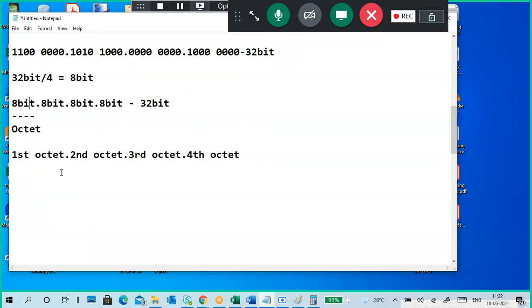Now, 8 bits, meaning what? What is a bit? 0 or 1. So 8 bits is the total sequence. The starting value is 0 0 0 0, like this, 8 zeros. What is the value? 0. I will tell the first one, you tell the second one.